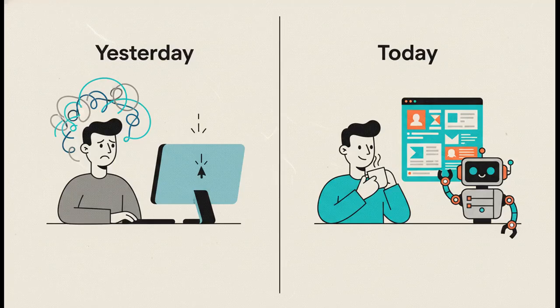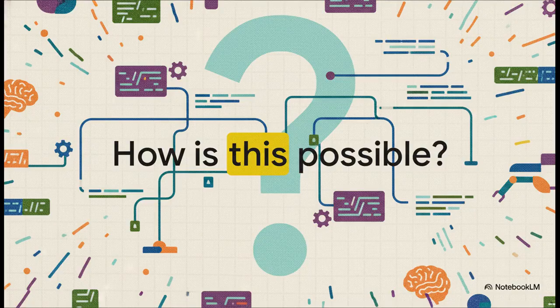To really get what a huge deal this is, just think about how things used to be. Yesterday you'd be staring at that blinking cursor on a blank screen just trying to remember how to even start. Today, you're describing what you want, grabbing a coffee, and watching the AI just build it for you. This isn't a small step. It's a fundamental change in how we create things. So the big question is, how is this even possible?